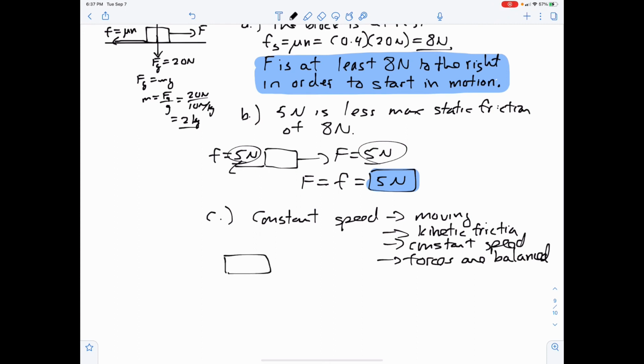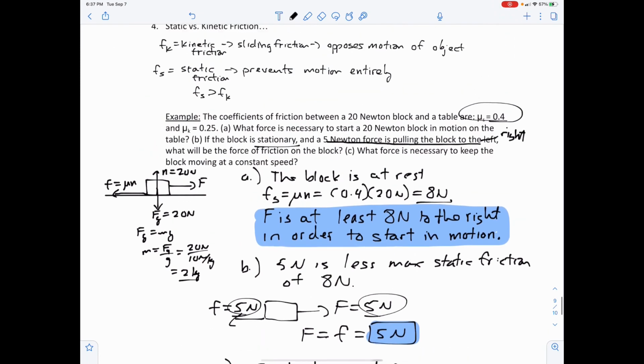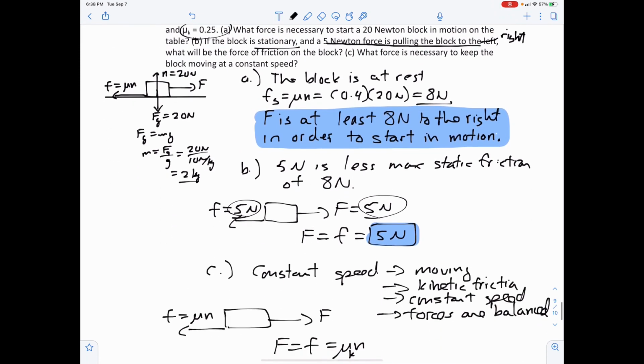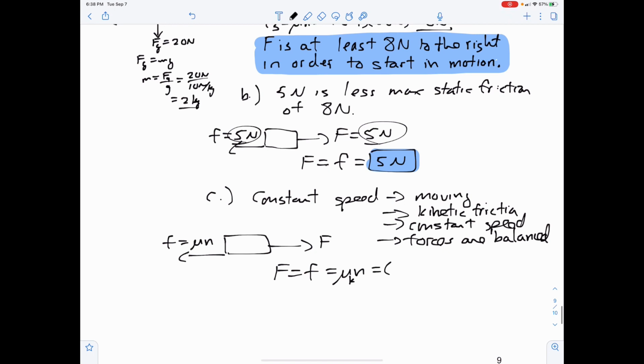So if we look at this, the force going to the right has to balance the friction force, which equals mu times the normal force going to the left. So F equals friction, which is mu times normal force, but it's mu sub k this time, because now we're talking about kinetic friction because we're sliding. So it's going to be 0.25 times that same normal force of 20 newtons, and a quarter of 20 newtons would be a 5 newton force.